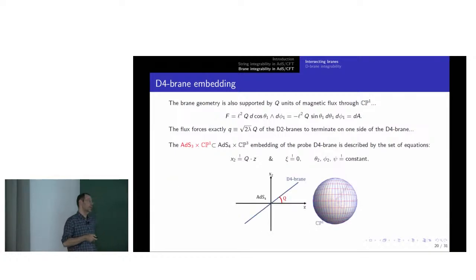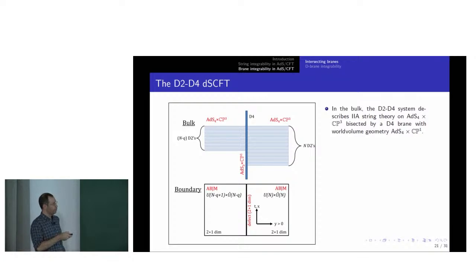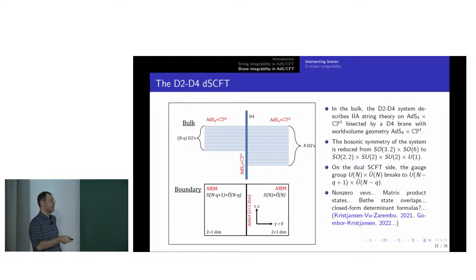And again, we have the same geometry for the D4 brane. We have a tilted brane in AdS and a CP1 brane inside CP3. And again, this is the holographic setup that was recently set up by Christensen, Wu, Zarembo, and the recent work by Gombor and Christensen showed that one can also write down closed form determinant formulas in this theory as well. Smoking gun of integrability of the system.